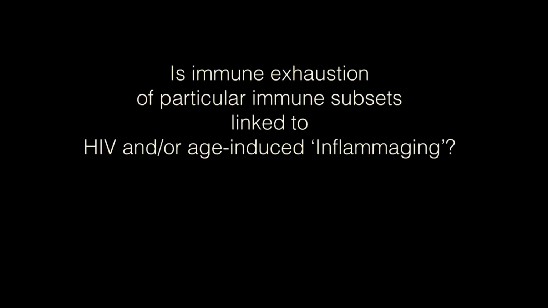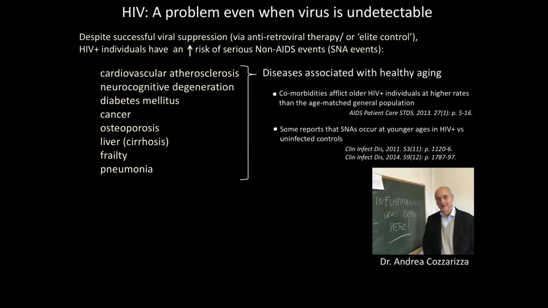So the question that we asked in this study was, is immune exhaustion of particular immune subsets linked to HIV and/or age-induced so-called inflammaging? So to answer this question, we teamed up with Dr. Nina Lin, an assistant professor of medicine in our school, who has been working with this cohort for many years. So just to set up a backdrop for the story, people living with HIV have seen great improvements in both the length and quality of their lives in the last several decades, or at least the last decade, since antiretroviral therapy now works very well at lowering and keeping viral loads below the limit of detection.